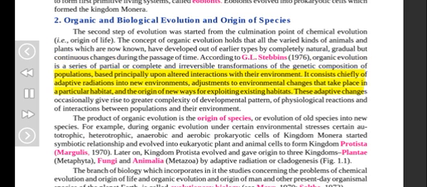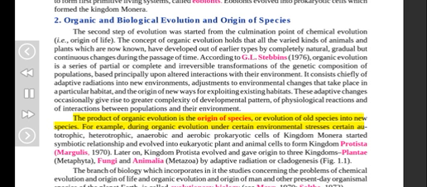It consists chiefly of adaptive radiations into new environments, adjustments to environmental changes that take place in a particular habitat, and the origin of new ways for exploiting existing habitats. These adaptive changes occasionally give rise to greater complexity of developmental pattern, of physiological reactions, and of interactions between populations and their environment. The product of organic evolution is the origin of species, or evolution of old species into new species.